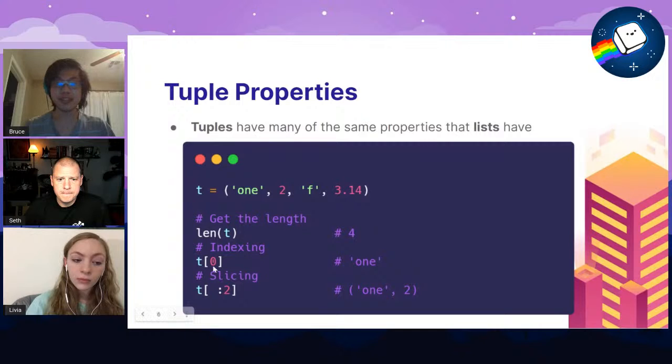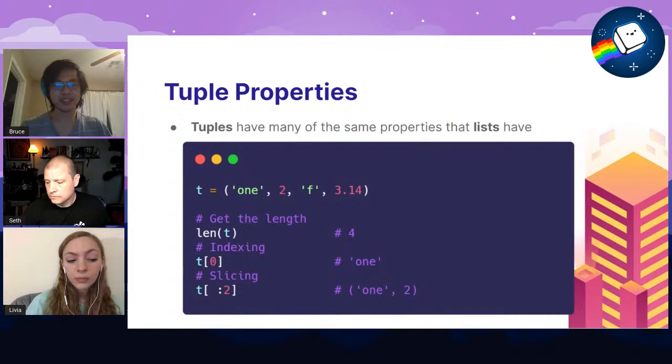It's still zero indexing, so the 0th element of T is confusingly the word 1. And if we slice it, we can get the same deal. If we slice like this, we get the 0th element and the 1st element, nicely wrapped up in its own tuple. There's that. So pretty much the same as lists, same deal.